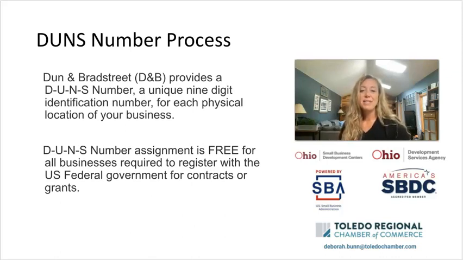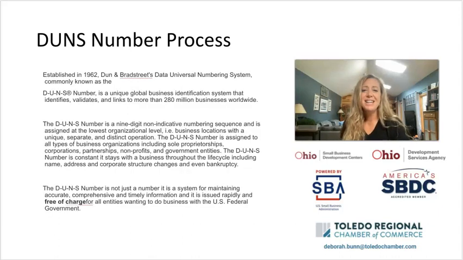It is required for all businesses that register with the U.S. federal government for contracts and grants. It's one of the very first things that the SAMS registration process is going to ask you for. So you need it first. Dun & Bradstreet is a data universal numbering system. It's unique and it's global. And it is an identification system that validates and links to more than 280 million businesses worldwide. Even if you're working in the private sector and not with the federal government, you may be asked for a DUNS number. So regardless, if you're a small business, go ahead and get the DUNS number.